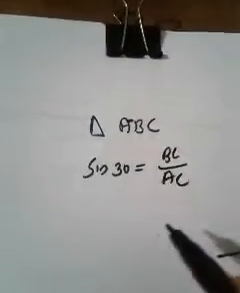So the sine 30 value, I forgot the value of sine 30. So what can I do? I know how to draw the triangle. So 90, 60, 30, 1, root 3, 2.